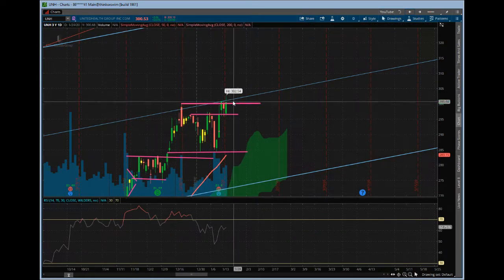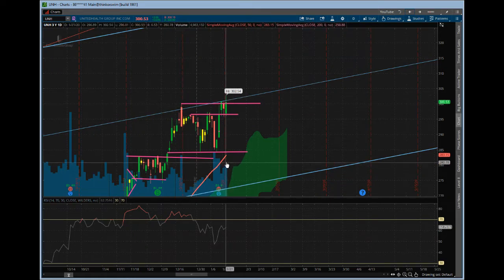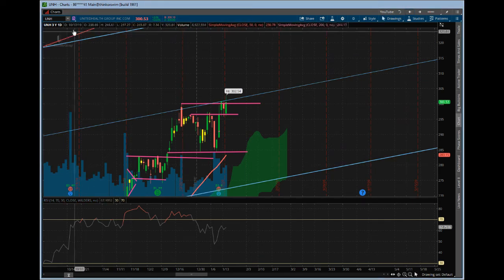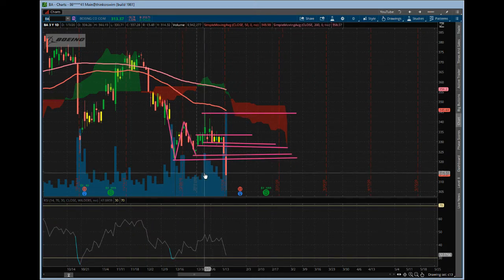But right now it seems to be contained, unless it can give a strong candle with more volume to get us up to the next levels. Okay, and BA, thanks for bringing that one up. So BA finally got through its trend box, right?